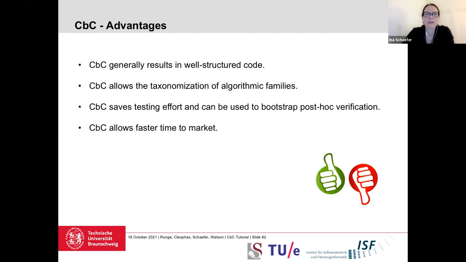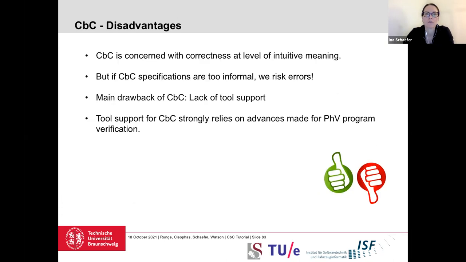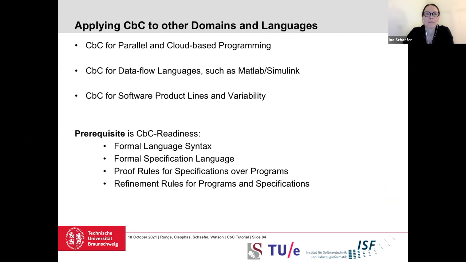Just to summarize, we think the advantages of CBC are that we have well-structured code, that we can build algorithmic families and taxonomies of those, and that we save testing effort and lots of effort on quality assurance. And I have one anecdote, or anecdotal evidence, of that. And also that CBC allows faster time to market. Of course, there are disadvantages: sometimes it's too intuitive. We are still working on extending the tool support, and that's one of the main keys, we think, to applying CBC more widely.